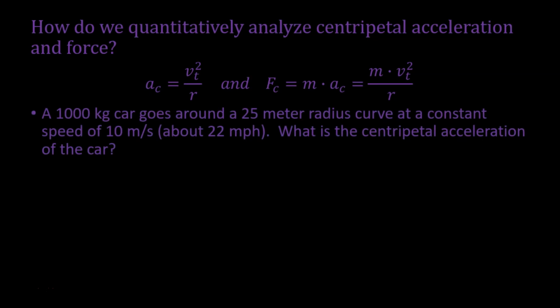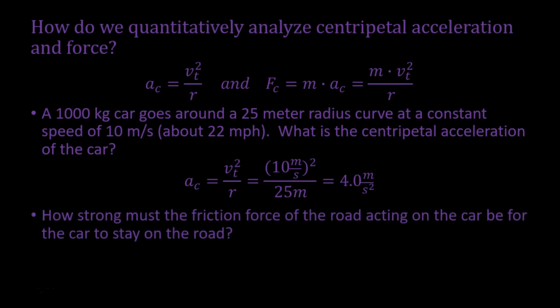So let's take a look at a car that goes around a 25-meter radius curve. That means the curve has a radius of 25 meters, and it goes through that at a constant speed of 10 meters per second. What is the centripetal acceleration of the car? Well, we're going to use our formula. So we take the speed of the car, the tangential velocity, square it, and we divide it by the radius of the curve, which is 25 meters, and that leaves us with a centripetal acceleration of 4 meters per second squared.